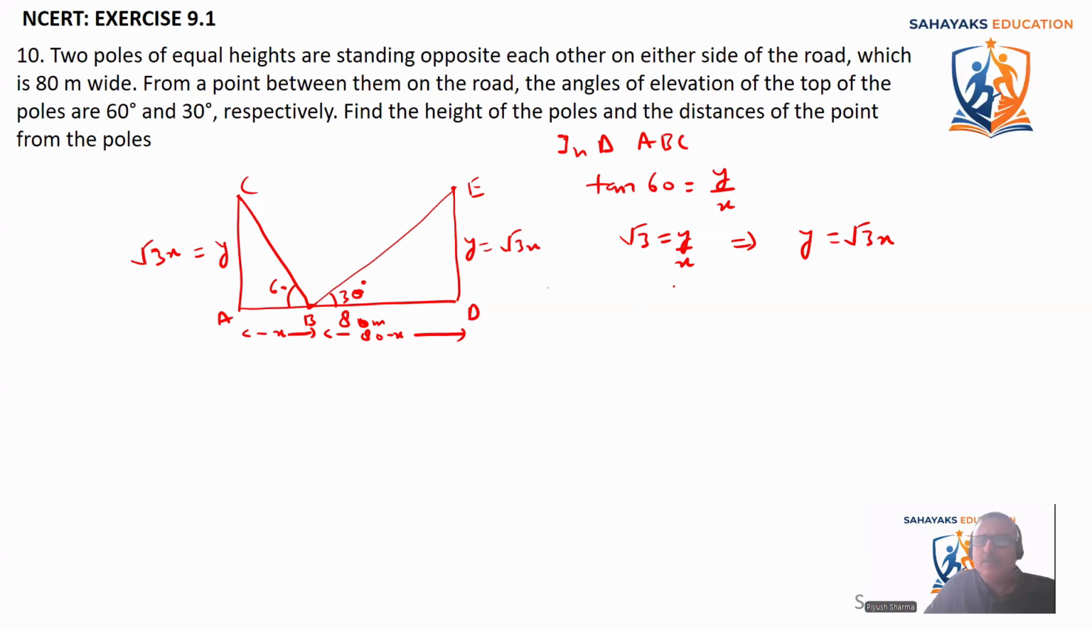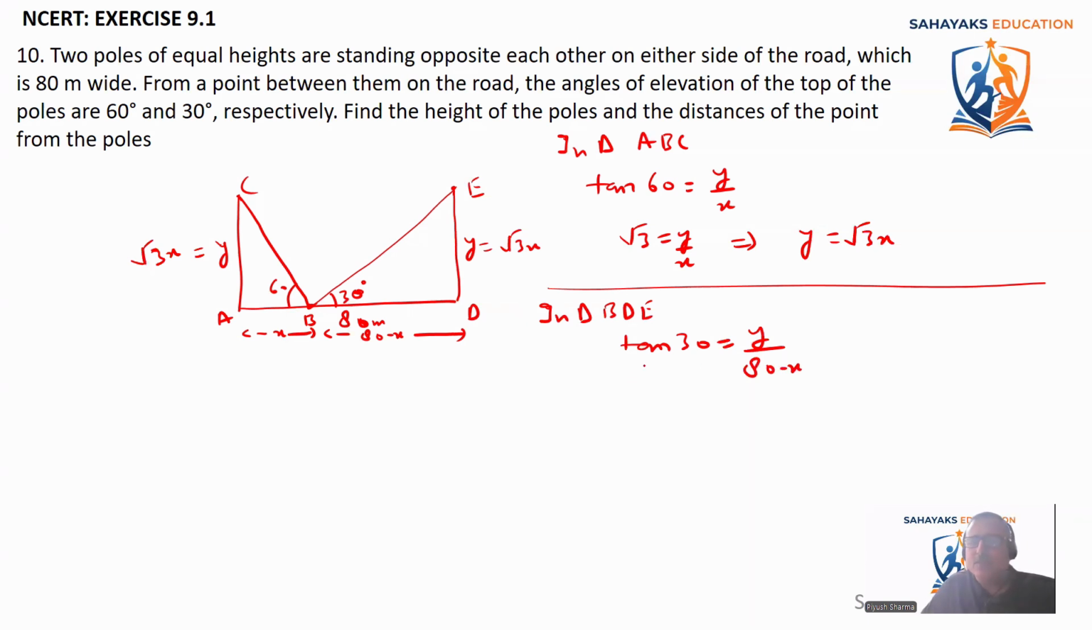Okay, now coming to the next one. We'll take the triangle. In triangle BDE, we'll say tan 30 is equal to Y by 80 minus X. Right. So tan 30 is 1 by root 3. So we'll say 1 by root 3 is equal to Y divided by 80 minus X.